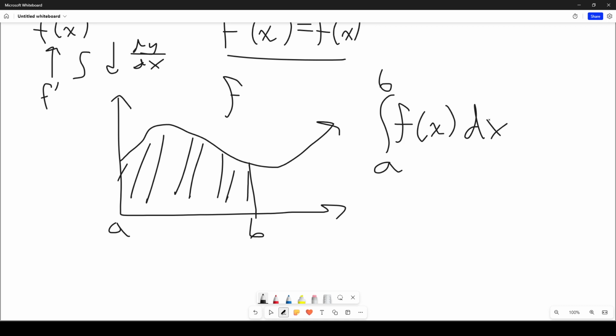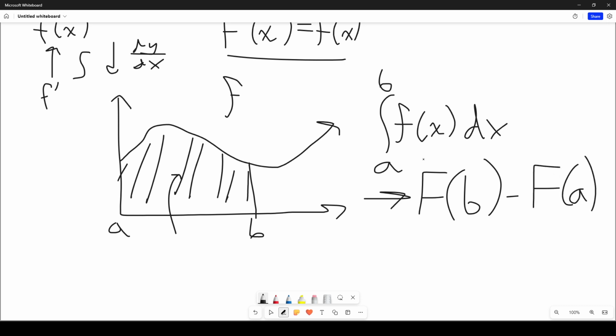The definite integral and the indefinite integral are not the same, but they are very much related. The definite integral outputs a number, namely the area. The indefinite integral outputs a set of functions, but they're related. So we can actually write the definite integral as capital F of b minus capital F of a.